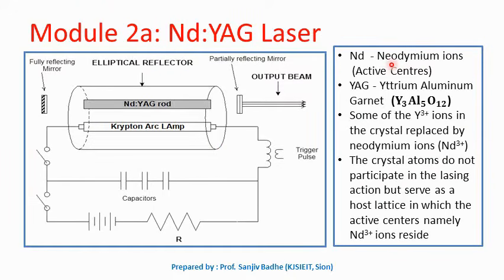In Nd:YAG laser, neodymium ions are the active centers. Why are neodymium ions active centers? Because they are characterized by a metastable state where the neodymium ions can rest for a long time, and therefore population inversion can be achieved. Yttrium aluminum garnet is a crystal in which some of the yttrium ions are replaced by neodymium ions. Here this yttrium aluminum garnet has nothing to do with the lasing action. It just serves as a host lattice in which the active centers, namely neodymium ions, can be placed.